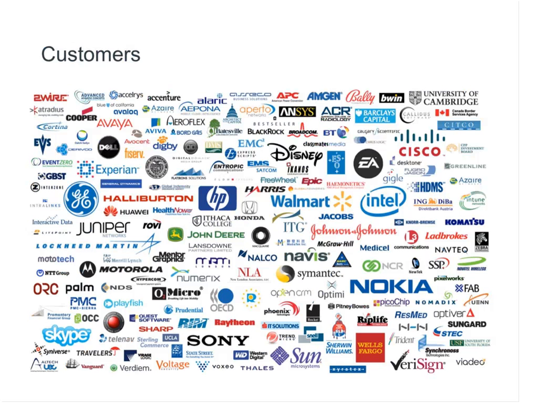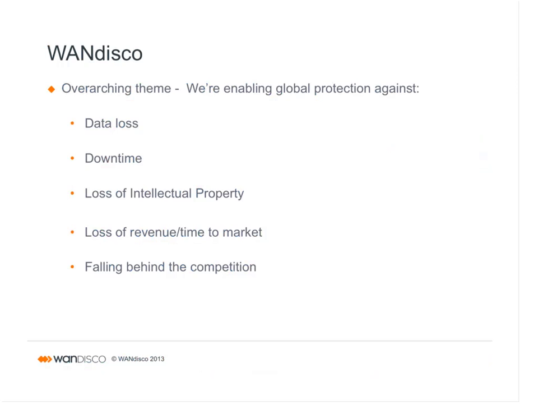Here's a colorful slide showing all of our customers, and you'd probably see most of the Fortune 500, Fortune 100 in this list. They use it mostly for software development tools at this point, but we're growing in the big data space as well. So our overarching theme is this. We're enabling global protection against data loss, downtime, loss of intellectual property, loss of revenue, time to market, falling behind the competition because of outdated technology.